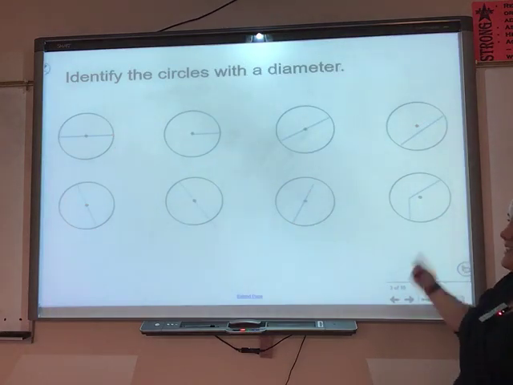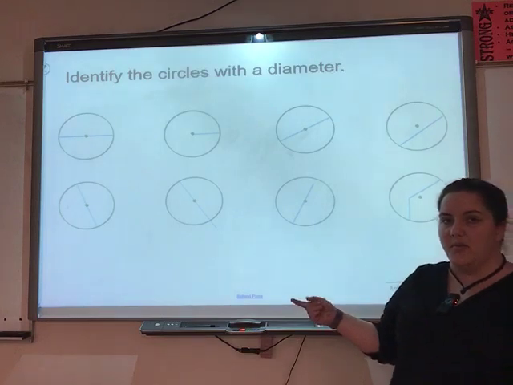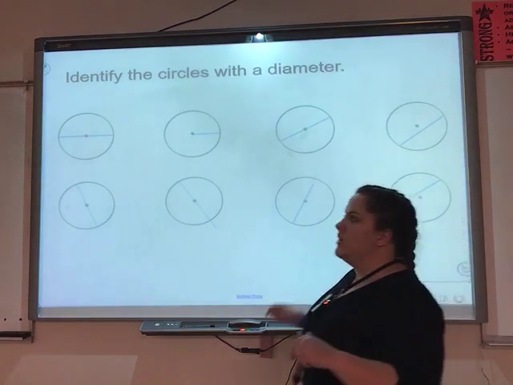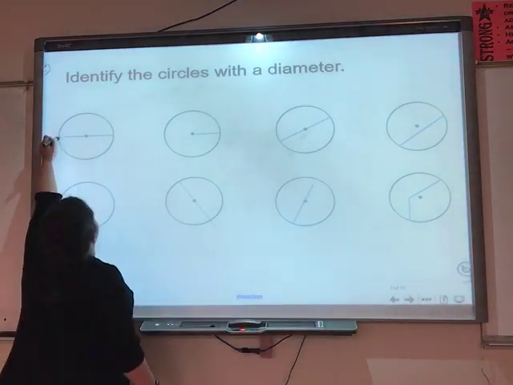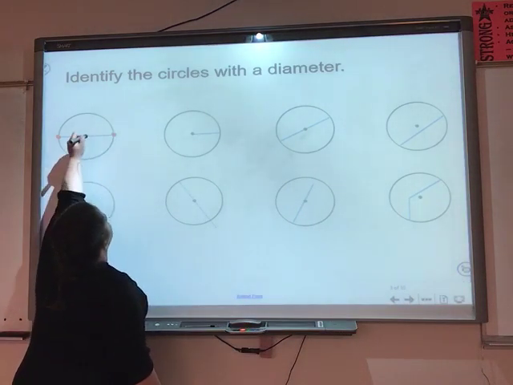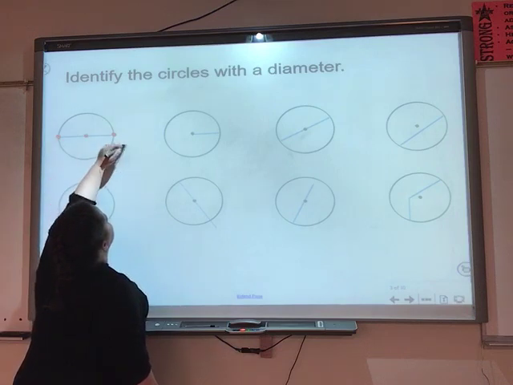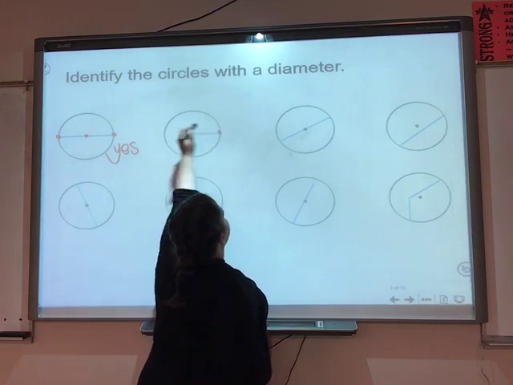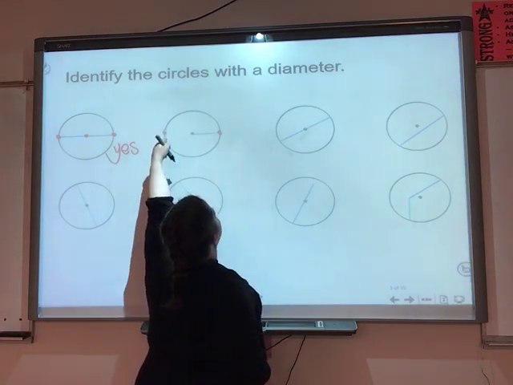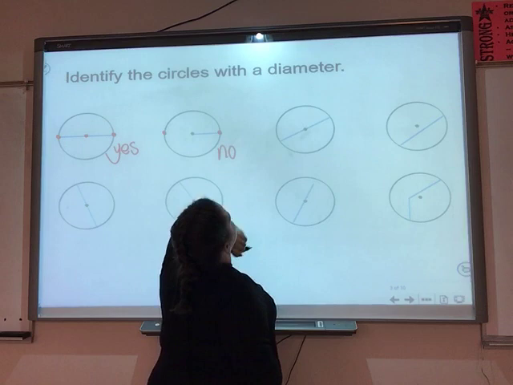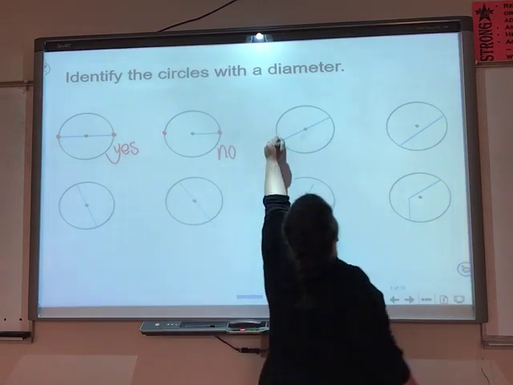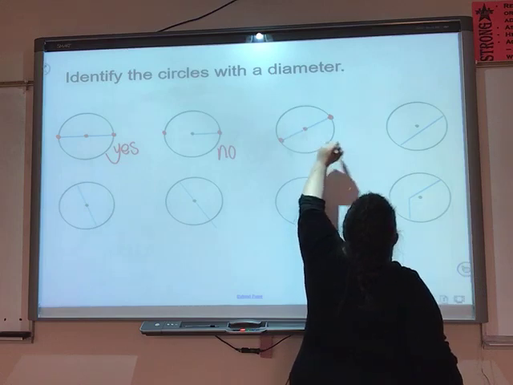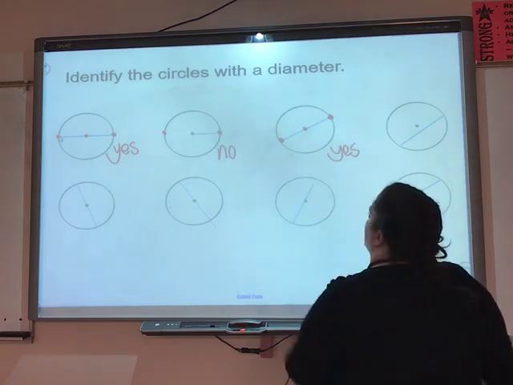Going through, we want to identify the circles with a diameter. So remember, a diameter has two endpoints on the circle, and it goes through the center. So we have one endpoint on an edge, one endpoint on an edge, and it goes through the center. This one is a yes. One endpoint on this edge, we don't have another endpoint on this edge, so this one's going to be a no. Endpoint on this edge, endpoint on this edge, goes through the center. This one is a yes.